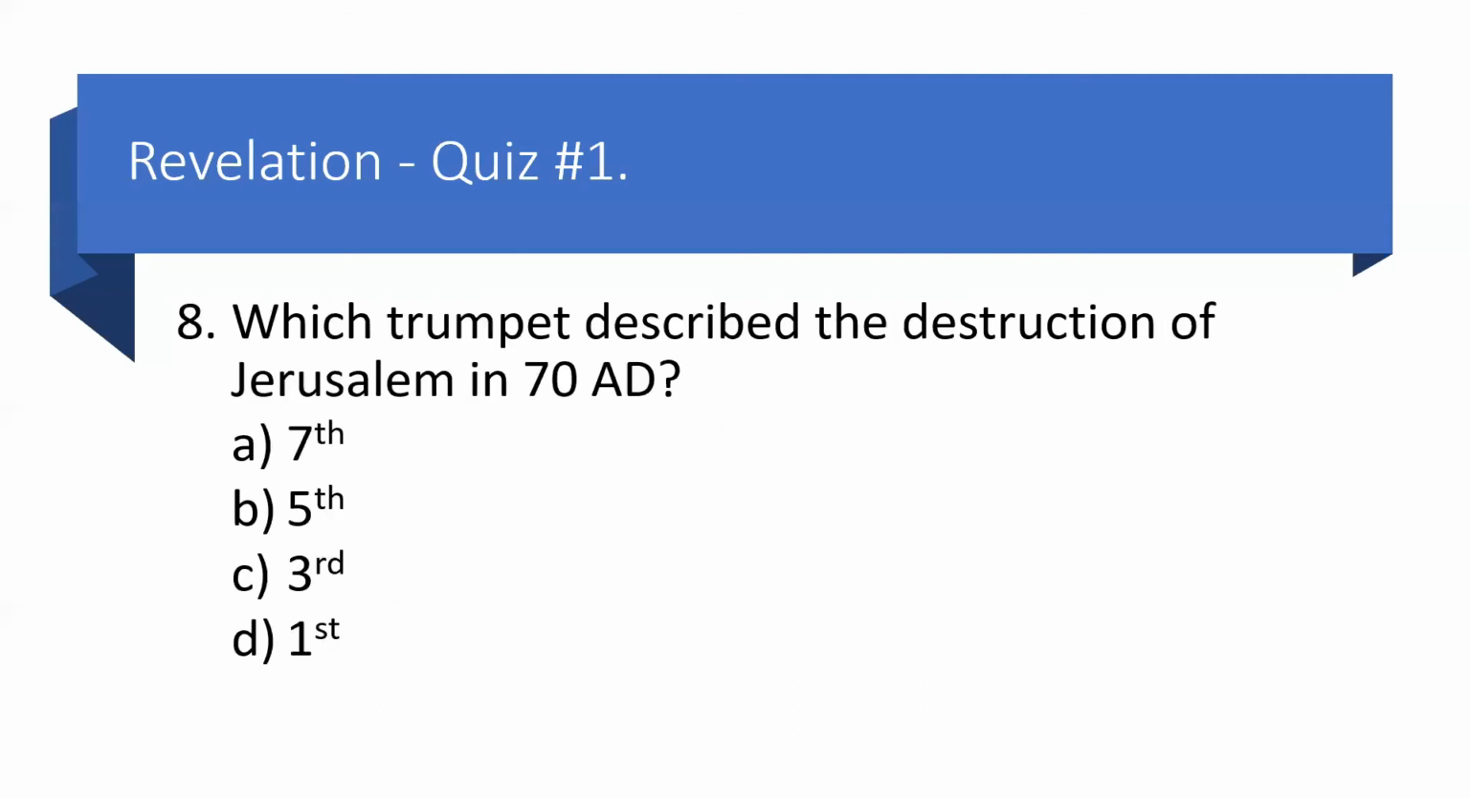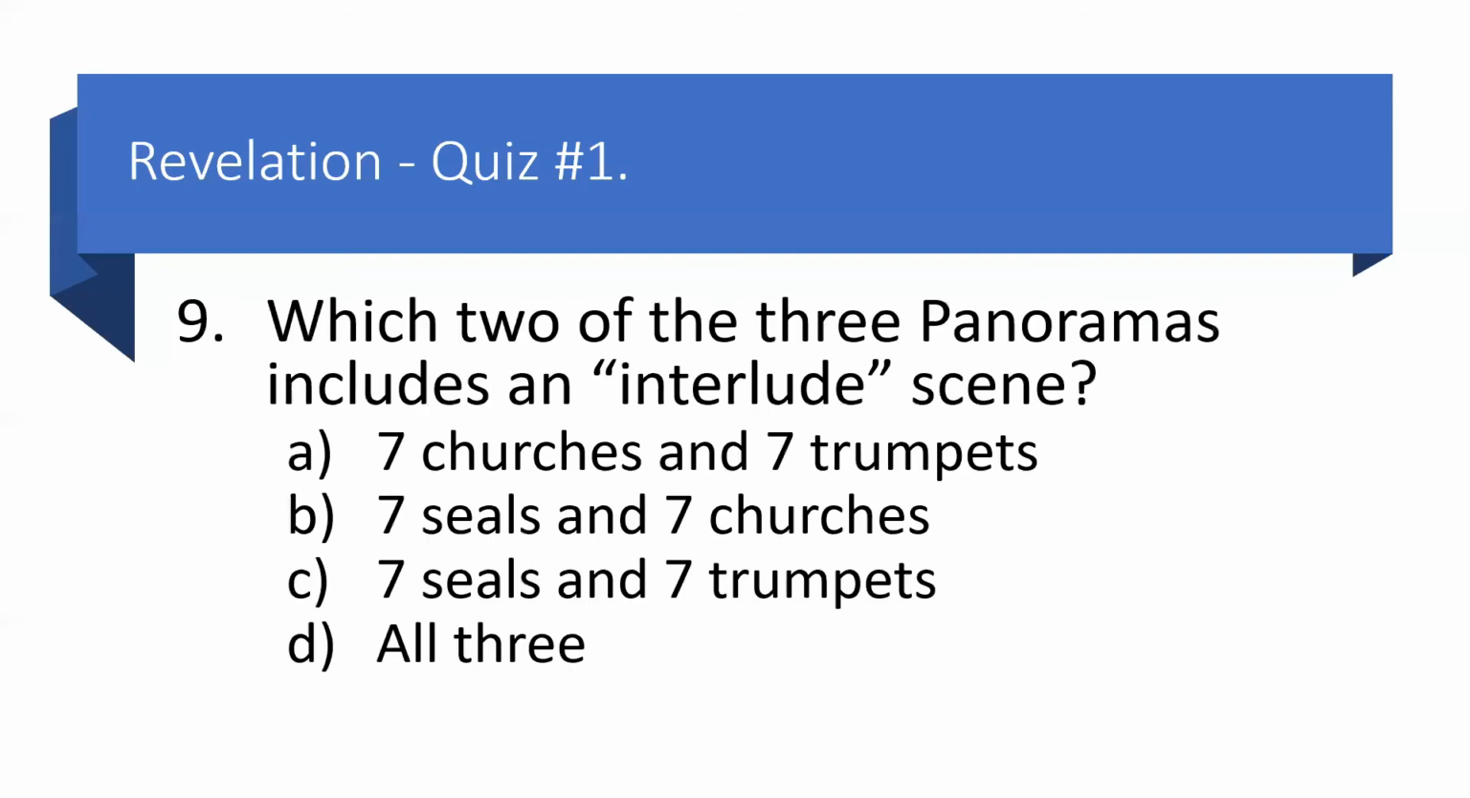Number 8. When we dealt with the 7 trumpets, which trumpet described the destruction of Jerusalem in AD 70? Remember, Jerusalem was destroyed in AD 70. The Romans came in and destroyed the city, etc. Which trumpet talked about that? Or at least represented those events in its imagery? Was it A, the 7th trumpet, B, the 5th trumpet, C, the 3rd trumpet, or D, the 1st trumpet? So you have to think about that, taxing your brains to see if you remember, right?